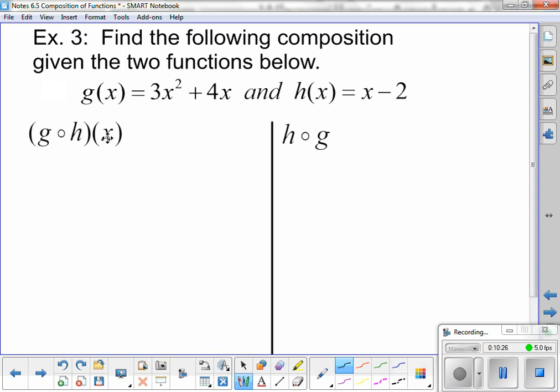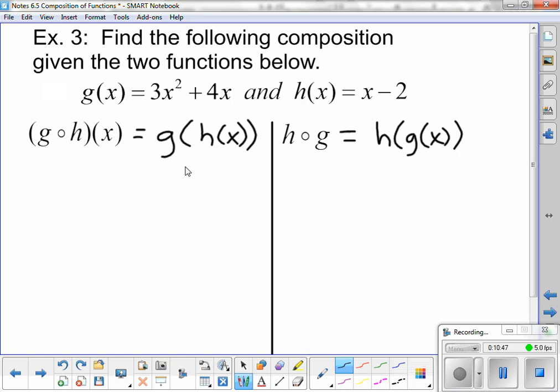And different notations here. G of h of x is the same thing that it's been asking. So this is actually the same thing as asking g of h of x. It's just a different format. So if you want to rewrite it in that format, you can. If not, if you understand what it says, you can do that too. So this thing is g of h of x. They mean the exact same thing.